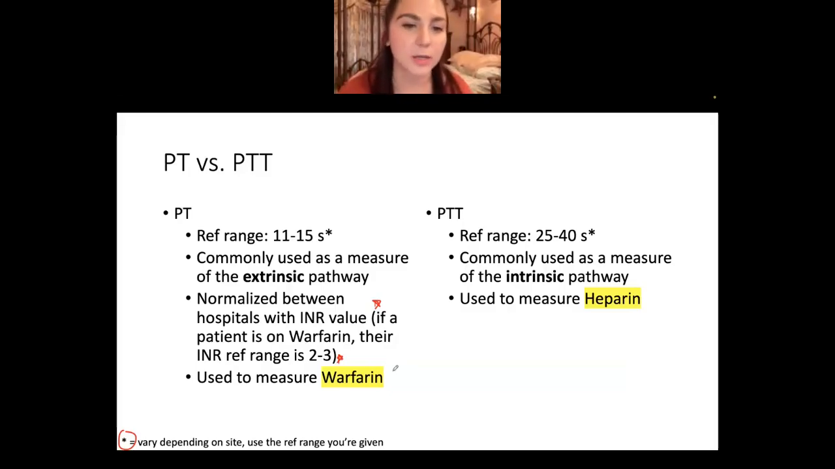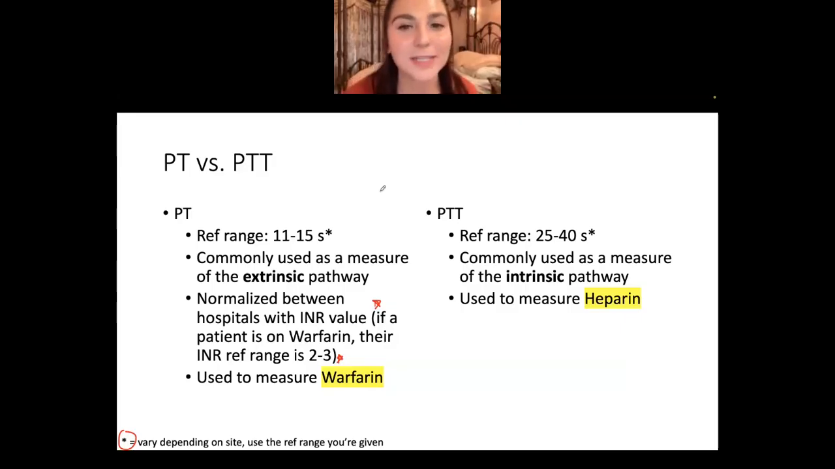You want to make sure that they're not, warfarin's an anticoagulant, right? So we want them to be anticoagulating. We want them to not be clotting as quickly, right? That's the whole point of putting them on an anticoagulant. So it's going to be a little bit extended of a reference range, right?